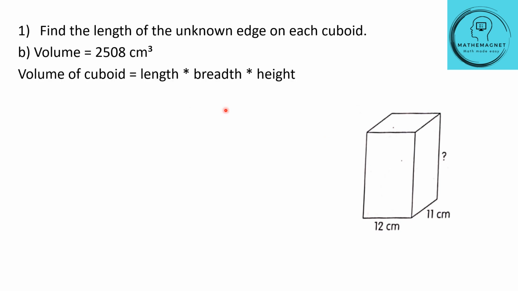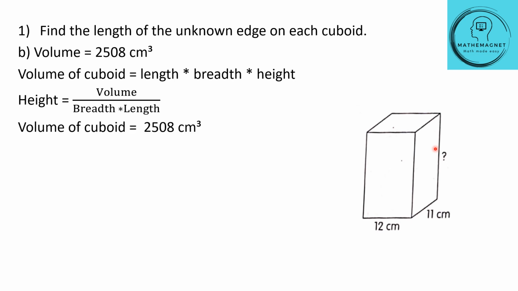So we know volume of cuboid is length into breadth into height. And now we need to find the height. So it will be volume divided by breadth into length. So volume of cuboid we know is 2508 centimeter cube. So height will be equal to 2508 divided by 11 into 12, which is equal to 19 centimeters. So the unknown height is 19 centimeters.